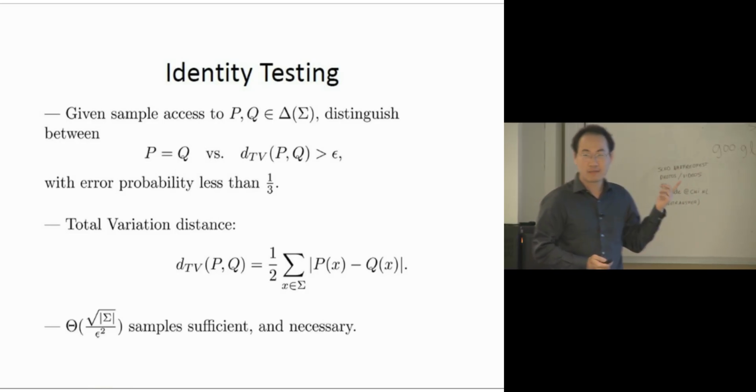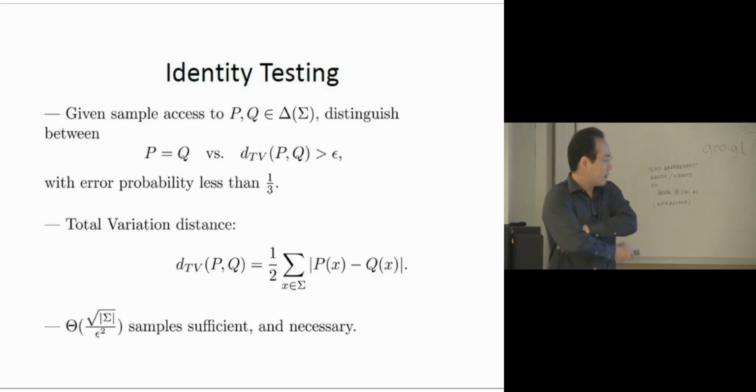This general problem is very well studied. It's known that the sample complexity depends on the square root of the support size, the alphabet size, over the accuracy squared.